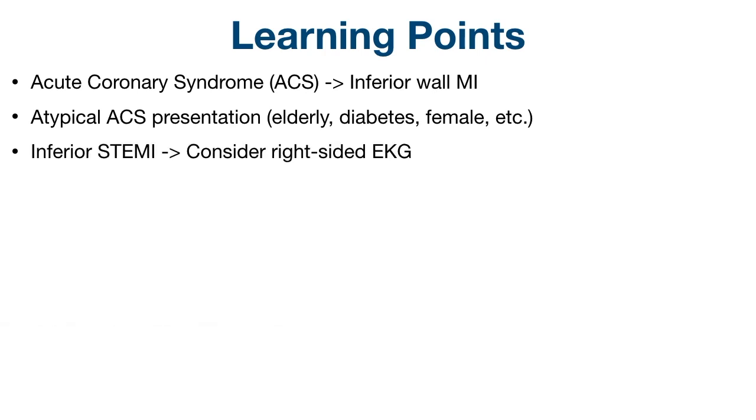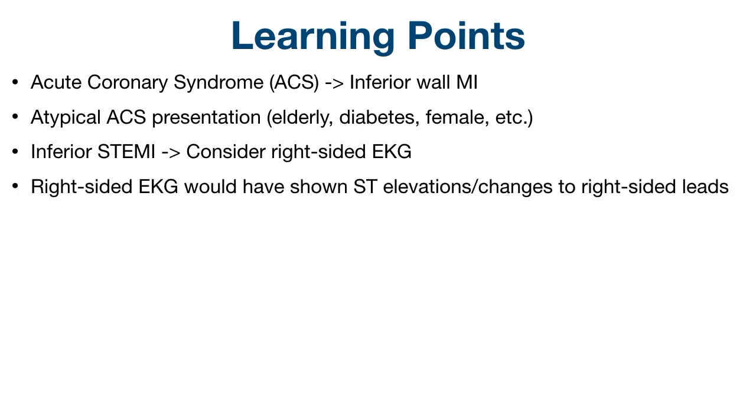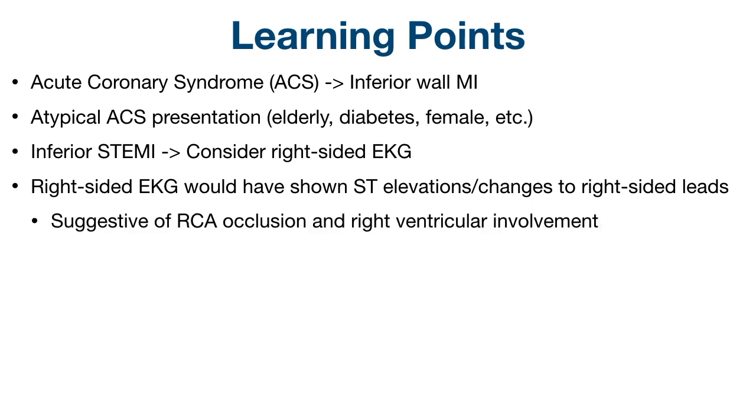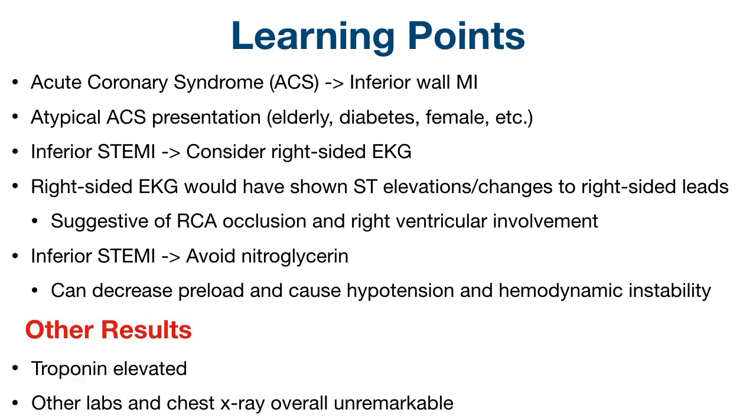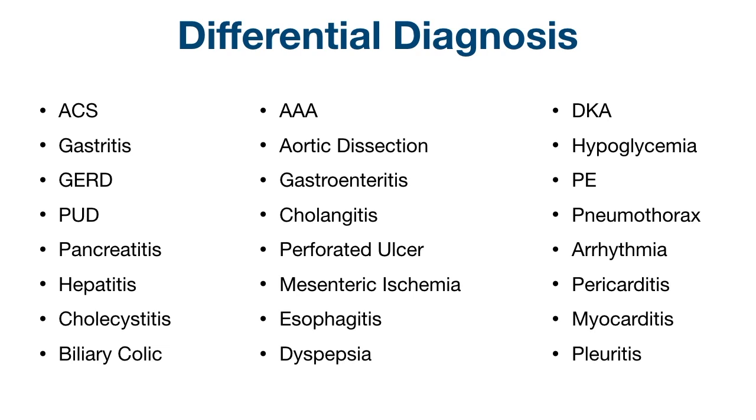Consider getting a right-sided EKG with inferior STEMIs. If you had ordered a right-sided EKG in this case, it would have shown ST elevations in the right-sided leads, suggesting right coronary artery occlusion and right ventricular involvement. Avoid giving nitroglycerin with inferior STEMIs, especially if right ventricular involvement is unknown or suspected. The vasodilation from the nitroglycerin can decrease preload, which the right ventricle relies on, and this can lead to hypotension and hemodynamic instability. The other results would have come back with a positive troponin, and the other labs and chest x-ray were overall unremarkable. Here is an example differential diagnosis for the case.